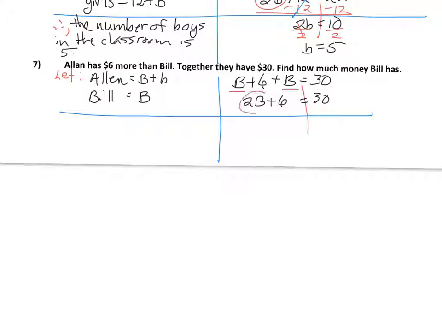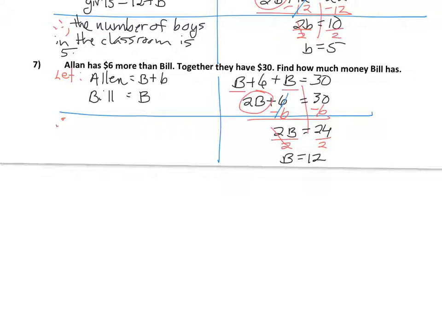We want to isolate the 2B, so to get rid of a positive 6, we're going to subtract 6 from both sides. The 6's cancel. We have 2B equals 30 minus 6 is 24. Divide by 2. And B is equal to 12. The question says, how much money does Bill have? Does that answer the question? Bill is B. We solved for B. Yes. So Bill has $12. If they asked us what Alan had, it would be $12 plus $6, which is 18. What is 18 plus 12? That is indeed 30. So it does appear to check.